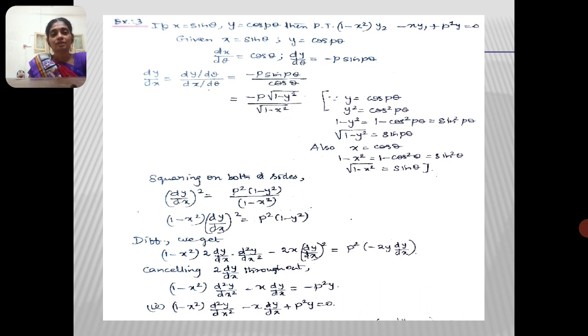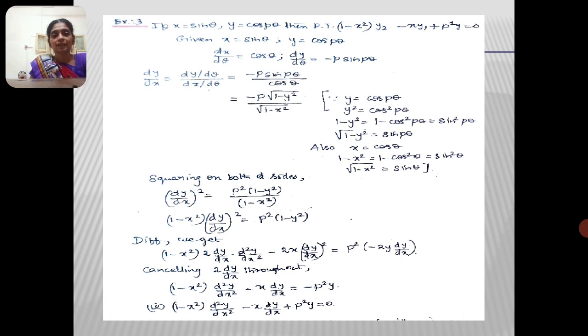Now we have to differentiate these two terms x and y with respect to theta. Then we get dx by d theta equal to cos theta, dy by d theta equal to minus p sin p theta. From these two terms we get dy by dx. dy by dx can be written as dy by d theta divided by dx by d theta. So we write the corresponding answers, that is equal to minus p sin p theta by cos theta.